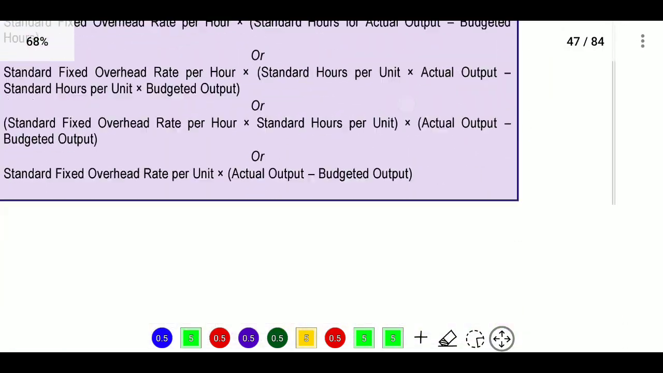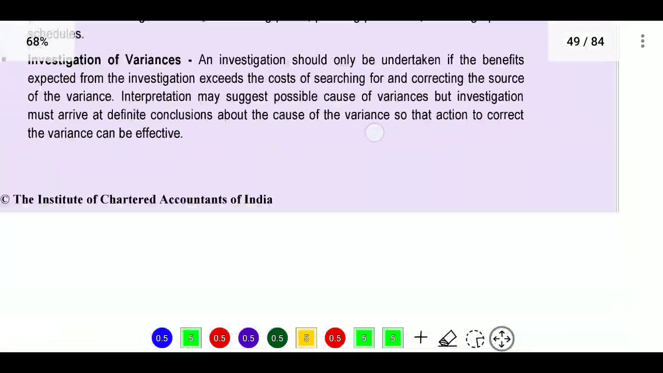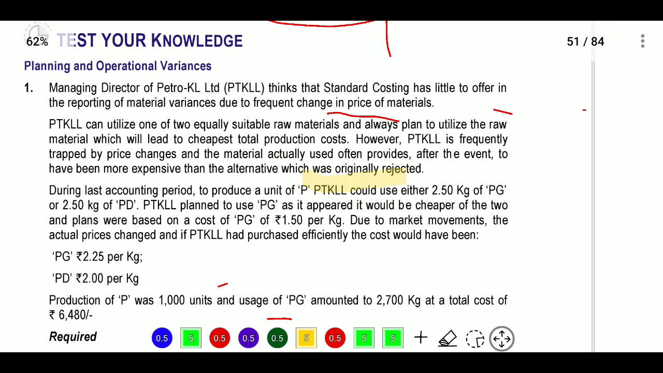First question will be, these all are formulas here. This is the summary. Now we will see the question. What is there? First question. In the first question, what they provided is that the managing director of Petro KL, PTKL, is the person who is the managing director.